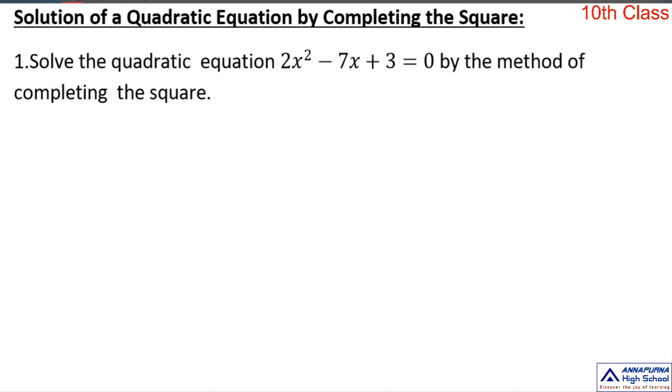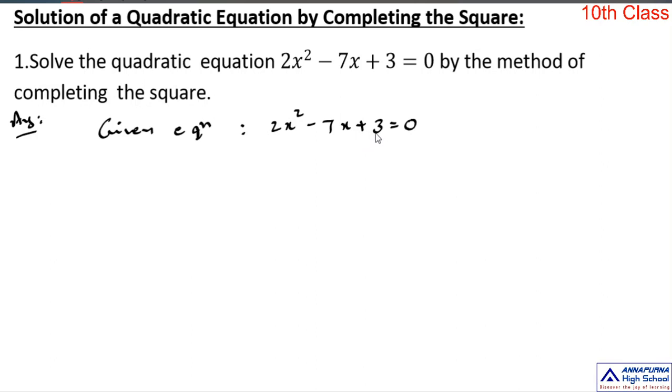See the example. Solve the quadratic equation 2x square minus 7x plus 3 is equal to 0 by the method of completing the square. So first write down the given equation. Here the given equation is 2x square minus 7x plus 3 is equal to 0. And observe the process. First we change that given equation into standard form.